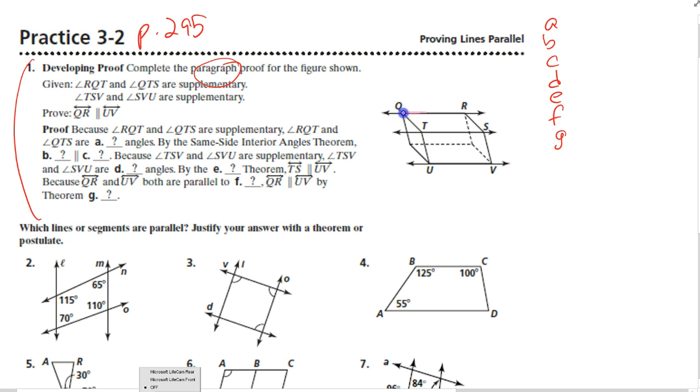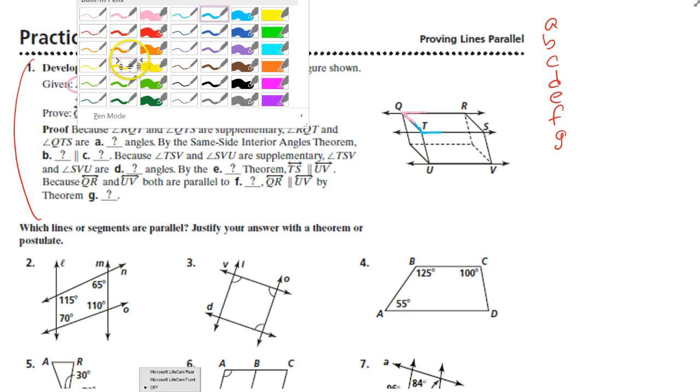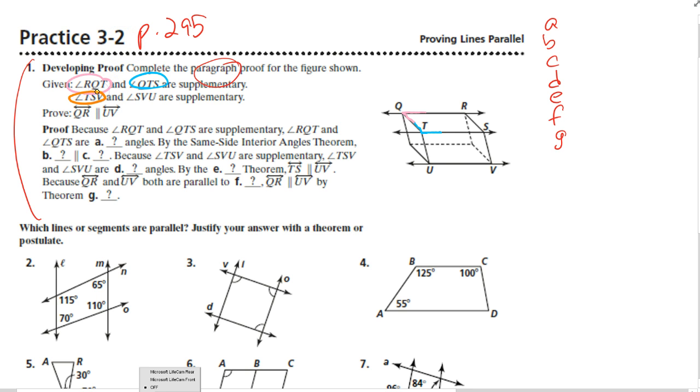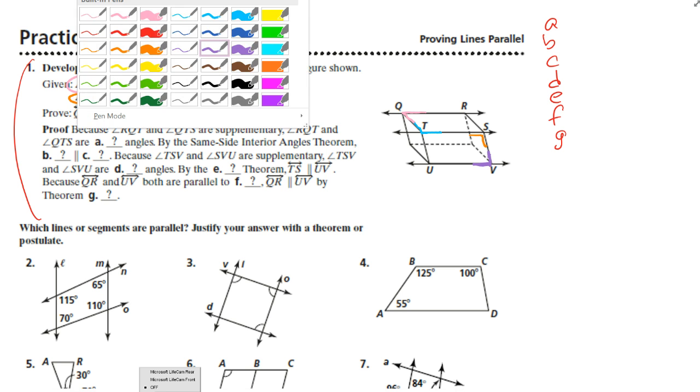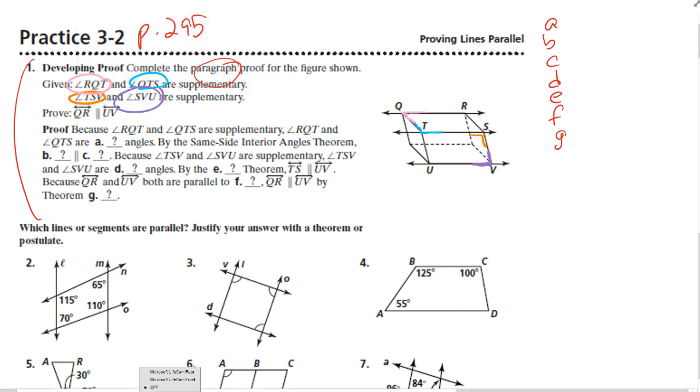So first we're talking about this angle here, RQT. Then we're talking about angle QTS. Then we've got TSV, so that's this guy right here, and SVU right here. All right, so those are the ones that I'm going to be working with, and we have to get from this top surface to the front surface with our proof.